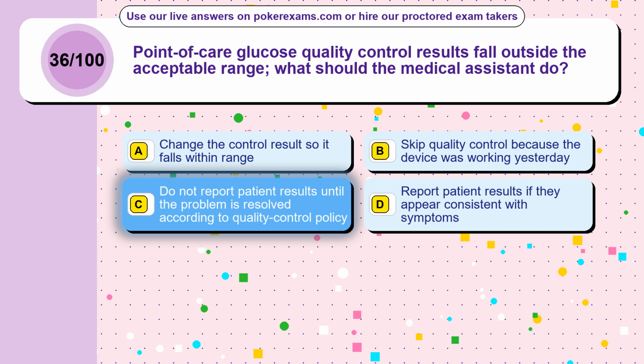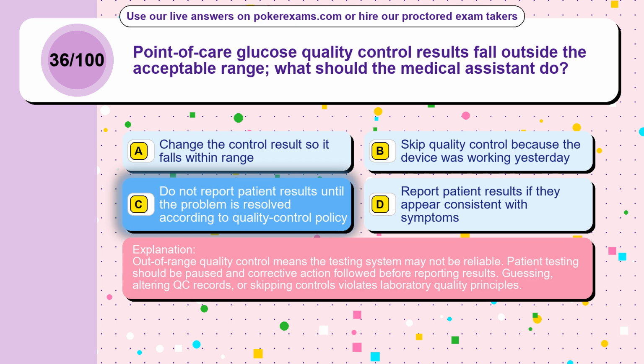The correct answer is option C. Do not report patient results until the problem is resolved according to quality control policy. Out-of-range quality control means the testing system may not be reliable. Patient testing should be paused and corrective action followed before reporting results. Guessing, altering QC records, or skipping controls violates laboratory quality principles.